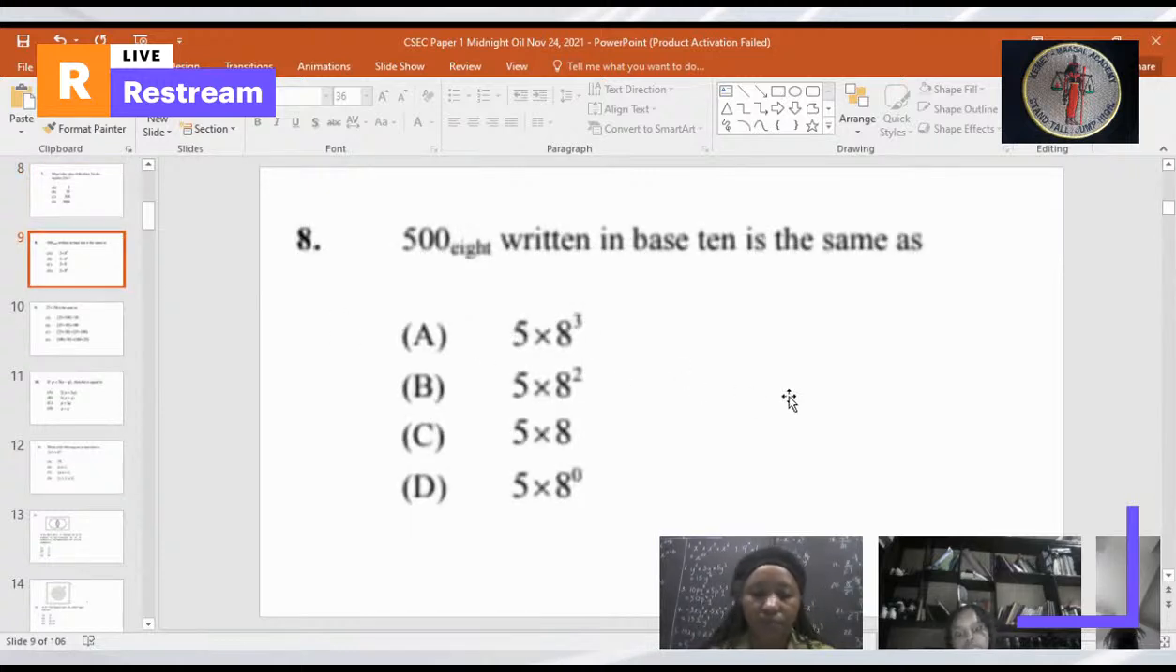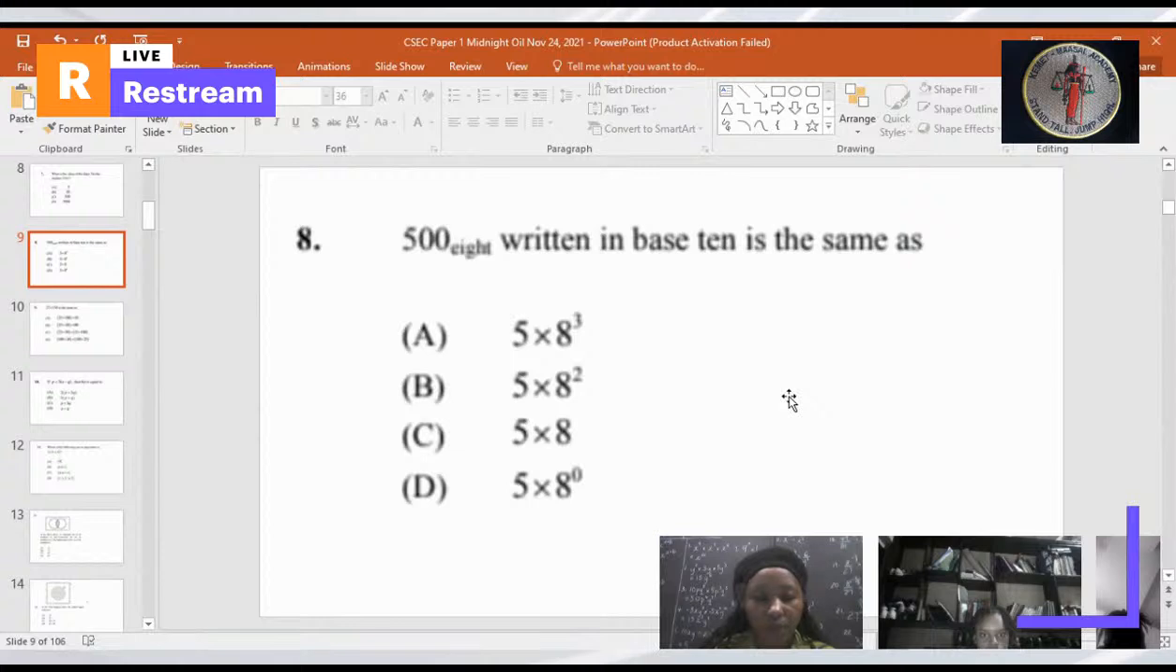Number 8, okay. 500 in base 8, written in base 10, would be the same as what? So we're changing base 8 to base 10.